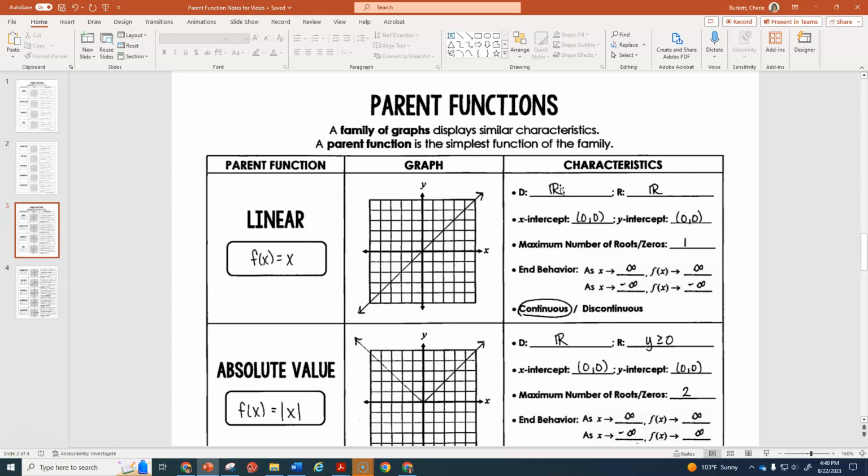So I'm having trouble with my tablet. So hold on. Okay, there we go.